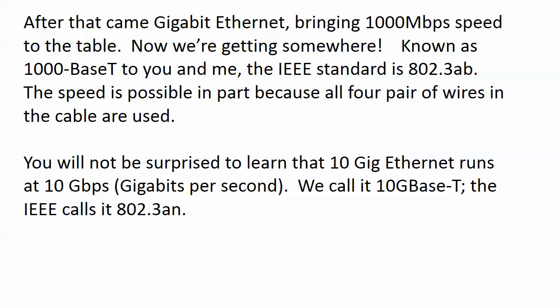We're going to revisit Gig Ethernet in a few minutes, and you'll see some other reasons, or a big reason, that speed is possible. You certainly won't be surprised to learn that the aptly named 10 Gig Ethernet runs at 10 gigabits per second. We call it 10GBASE-T. The IEEE calls it 802.3an. Watch that G, and I'm even pointing to it on the screen as I'm recording this, because it's really easy to gloss that over in an exam question. So if they're talking Gig Ethernet, 10 Gig Ethernet, make sure you see or don't see that G.